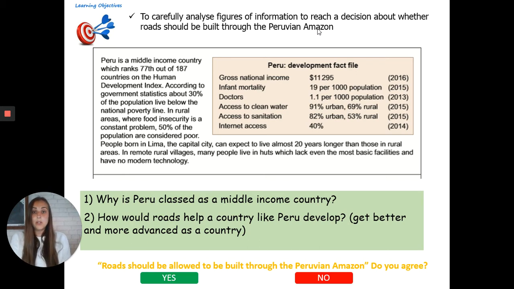areas. So what I want you to do now is pause the video, please, and answer the question, why is Peru classed as a middle income country? And how would roads help a country like Peru to develop? So develop means getting better and more advanced as a country.